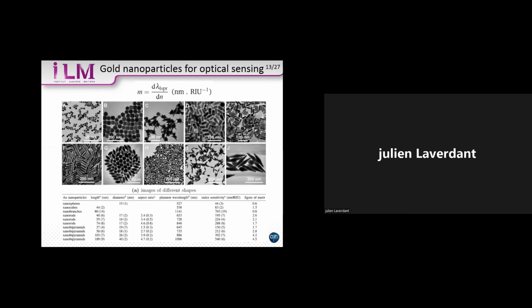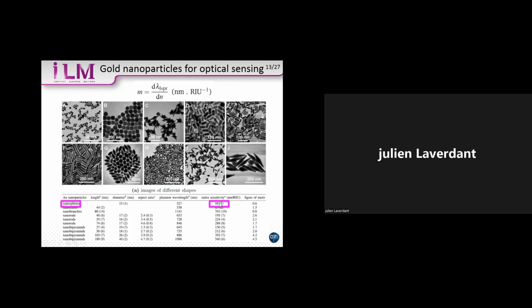Here is another example from the literature. Generally, what we define is what we call a merit factor, the M factor, which is how much the wavelength of the resonance changes with the local index. So it's in nanometers per refractive index unit. The higher this value is, the more sensitive you are. Many objects have been tested in the literature. You have a lot of examples here. I will just focus on the nanosphere, the first one.